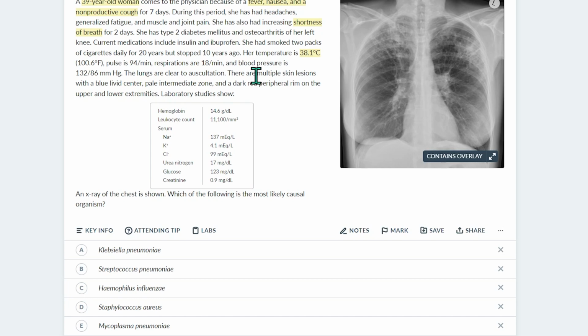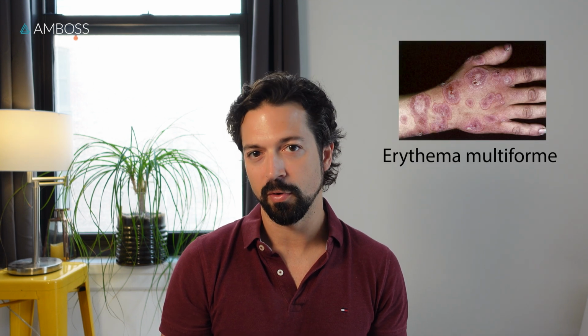There are multiple skin lesions with a blue livid center, pale intermediate zone, and a dark red peripheral rim on the upper and lower extremities. Alright, this is a very specific finding. The question writers only put such specific info in a vignette if it's a strong pertinent positive for the correct answer. You can learn more about pertinent positives and negatives in this question walkthrough. To me, this sounds very much like erythema multiforme.